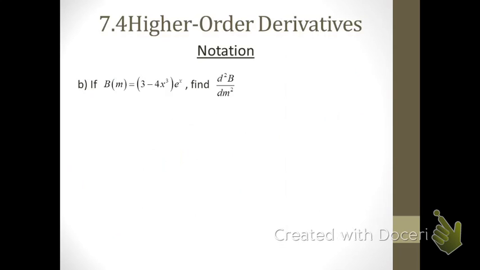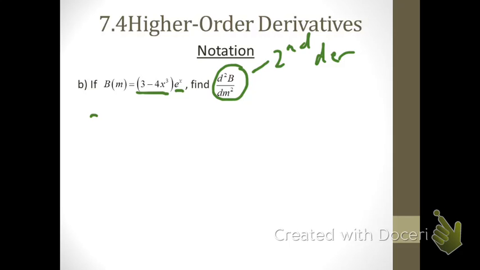Well, let's take a look at a couple examples where simply all we're trying to do is find a second derivative or a third derivative and so forth of the function. And you see the function that we're going to work with here. And I want you to notice that this function is going to make use of the product rule, because we just have simply 3 minus 4x cubed times e to the x. And we're trying to find d squared b over dm squared, however you want to say that, which means we're trying to find the second derivative of the function.